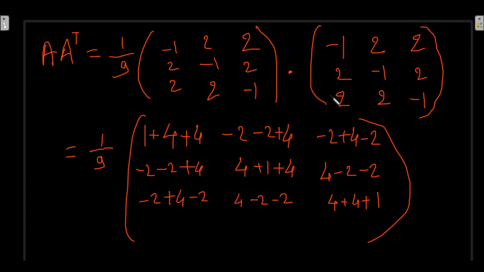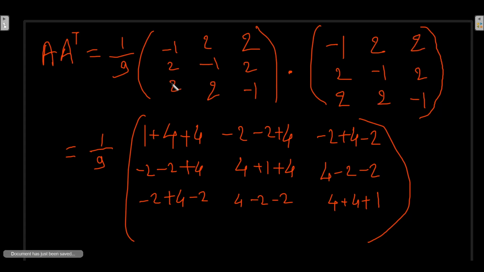Minus 1 multiplied by minus 2 is equal to minus 2. Then third row will go with second column. So 2 multiplied by 2 is equal to 4, plus 2 multiplied by minus 1, minus 2. Minus 1 multiplied by plus 2, minus 2. Then third row will go with third column.